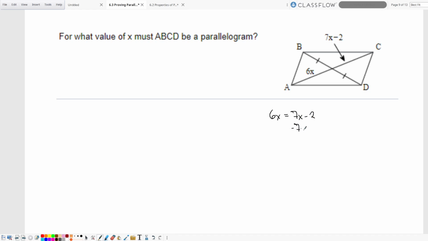So I could subtract 7x from both sides. I get negative x is equal to negative 2, which then when you multiply by negative 1 to get rid of the negatives, you find x is 2. So if my x value is 2, then this would be 12, because it's just 6 times 2. Over here you would have 7 times 2, which is 14, minus 2, which also gives you 12. So both of those are congruent to each other, which means that BD is bisecting AC. BD cuts AC into two congruent segments.